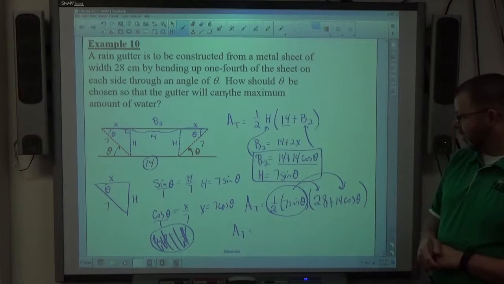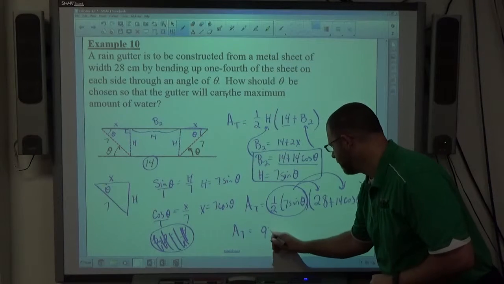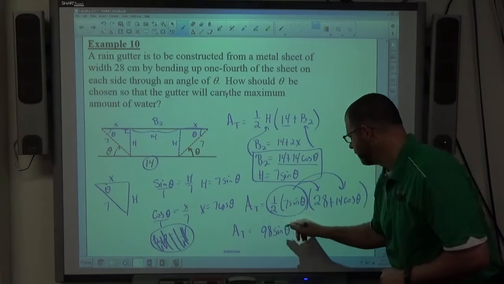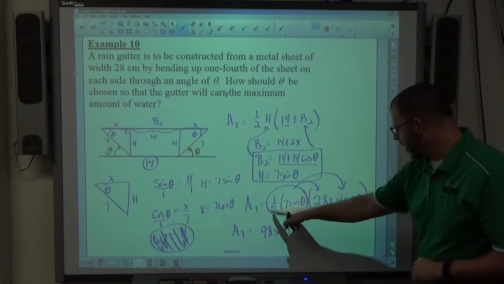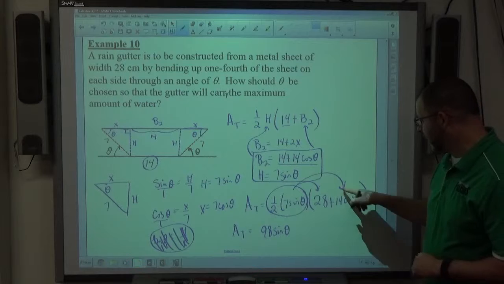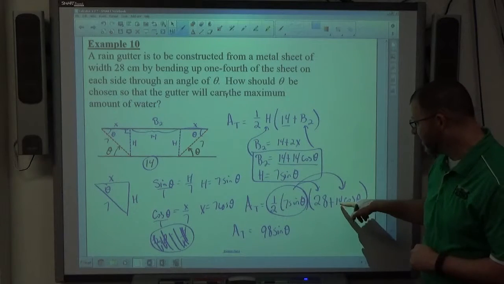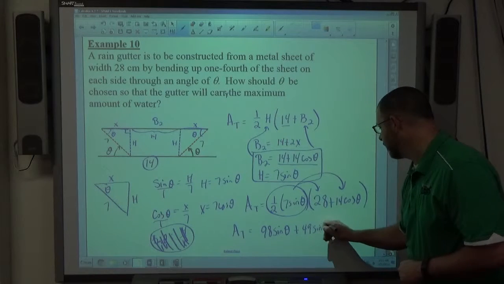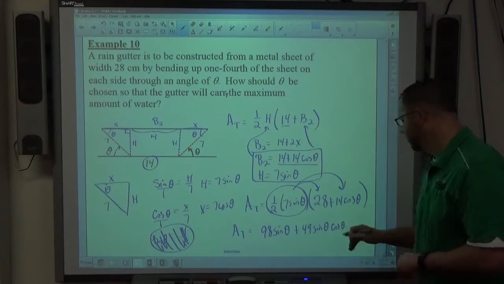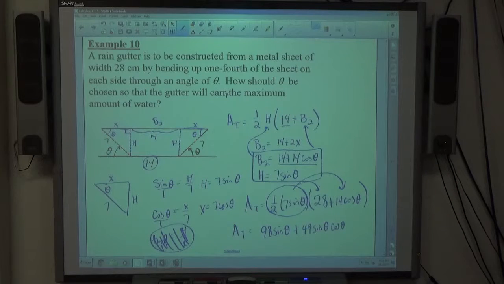7/2 times 28 is going to be 98 sine of theta. Half of 28 is 14, 14 times 7 being 98. And then 1/2 times 14 cosine of theta times 7, so half of 14 is 7, 7 times 7 is 49, so we're going to get plus 49 sine of theta cosine theta. So just like that, we get the trapezoid area formula in terms of sine and cosine of theta. So now we've got what we need.